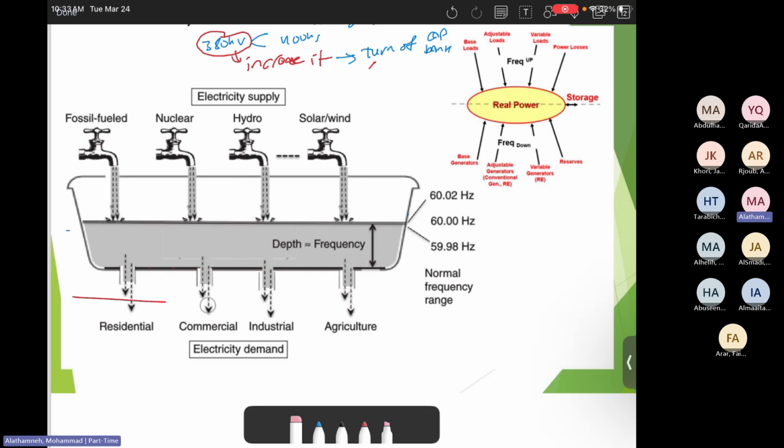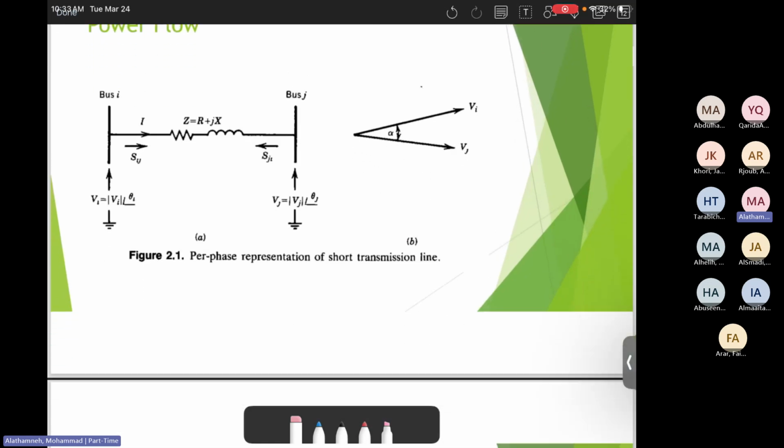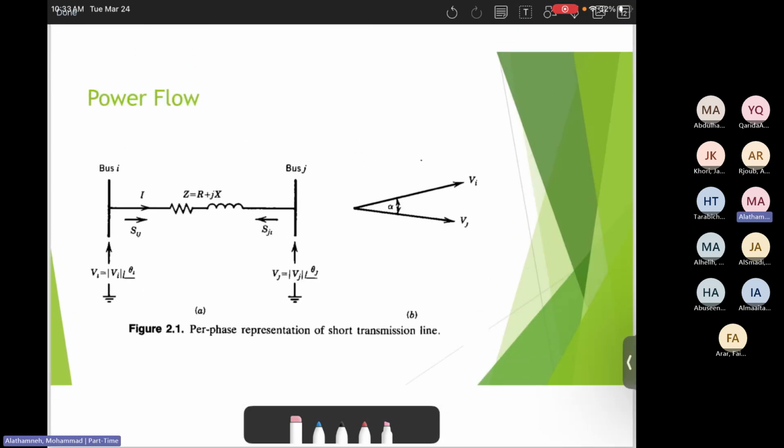Okay, now the next thing, some overview from power system class, the power flow. Now we have bus I and bus J. What does bus mean? Bus means substation, which is substation I, substation J. You can, for example, assume substation I is Madaba. Substation J is, for example, Queen Alia Airport. So this is substation.